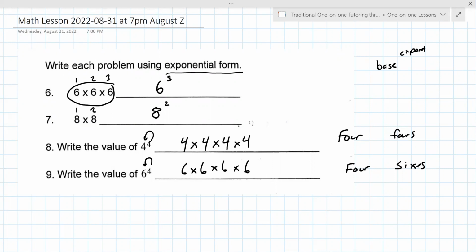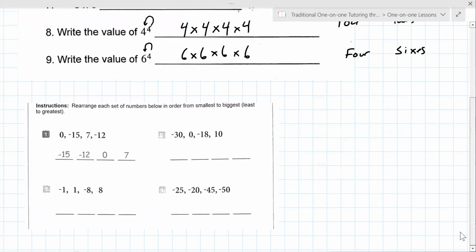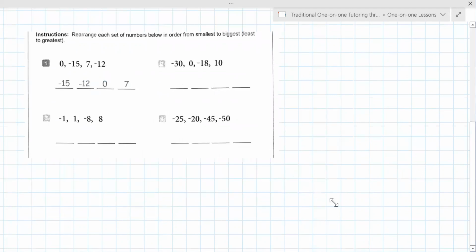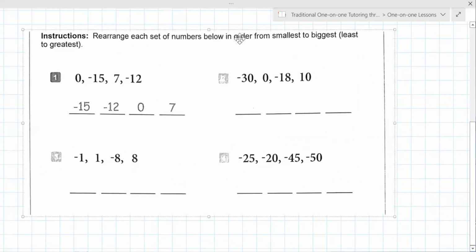All right. Have you done any of the rearranging problems on the ordering integers on the next page? No, I haven't. Okay. Well, let's take a look at a couple of these problems. Let me snip this in and we'll look at it together. It says to rearrange each set of numbers below in order from smallest to biggest, least to greatest. They're using different words, but they mean the same thing.